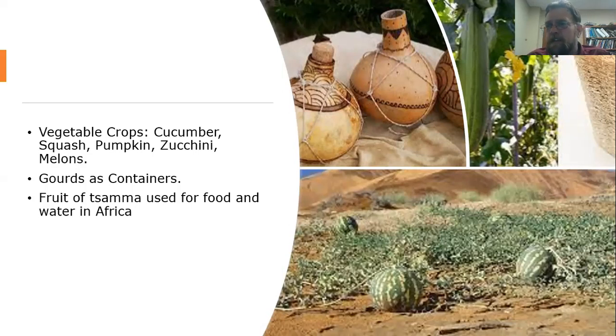Another interesting one is the tsama, and please don't hold me to that pronunciation, which is a melon that grows in the Namib Desert in Africa, which is not only an important source of food, but also a really important source of water for animals in that area. Of course, it's a very dry area, and there's going to be a lot of water that's stored in that melon.